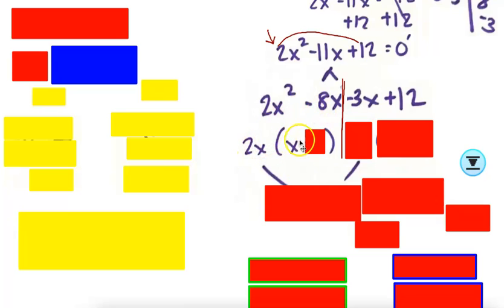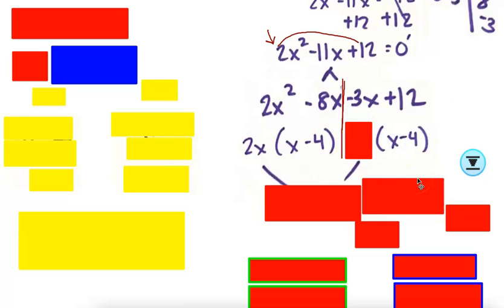Then I'm going to say 2 times what is negative 8, and that's going to be a negative 4. And I don't need an x because I already had an x on the outside. Once you have this step done, this parenthesis has to repeat. So I'm going to take x minus 4 and put it on the other side.